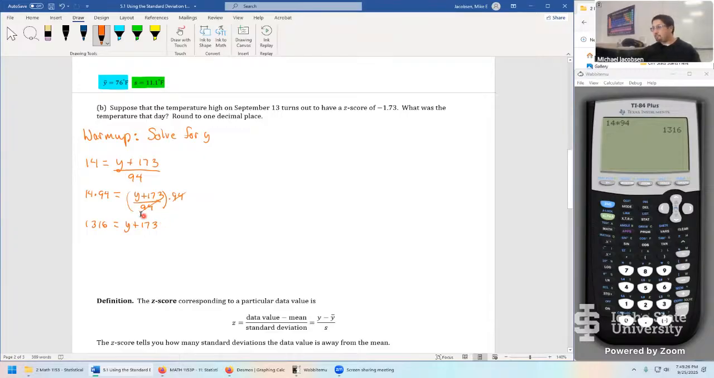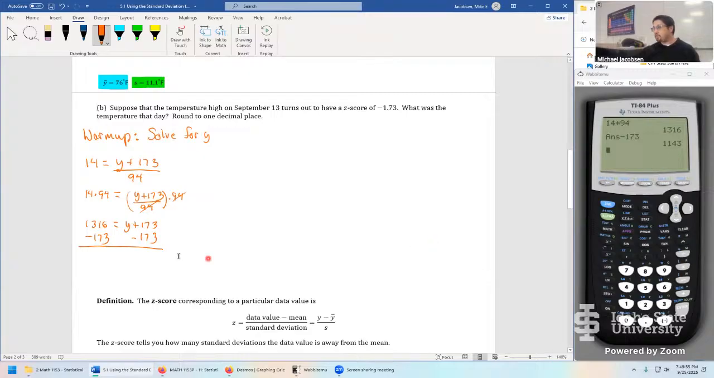Okay, now to isolate y, we have to take the opposite operation right here. Subtract 173. On the calculator, this is all we would do. Go minus 173, and our work is complete. It's pretty much just going to be those two steps each time we work the z-score equation, solving for y. On paper, it looks like we made a mountain out of it versus what we see in the calculator. It would look like this.